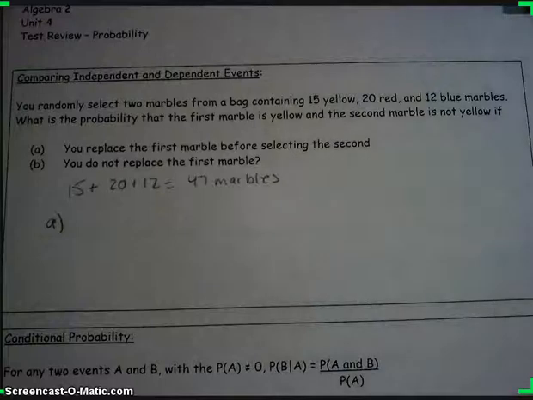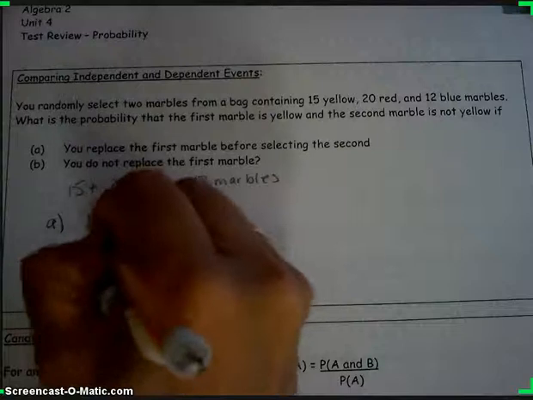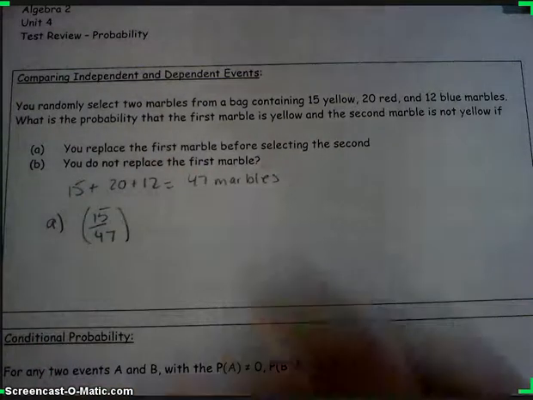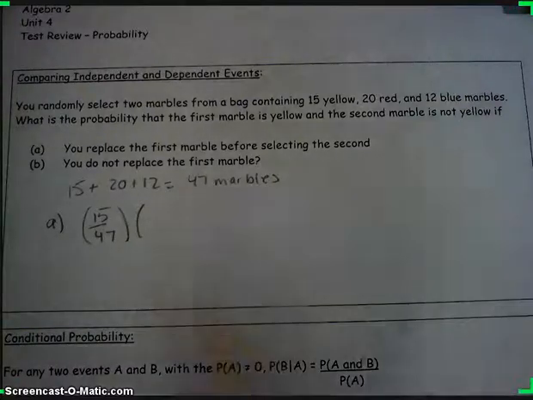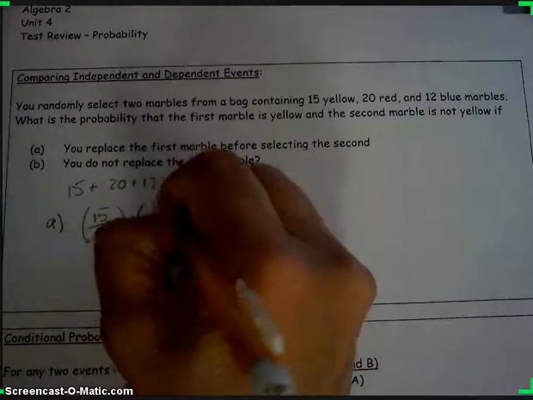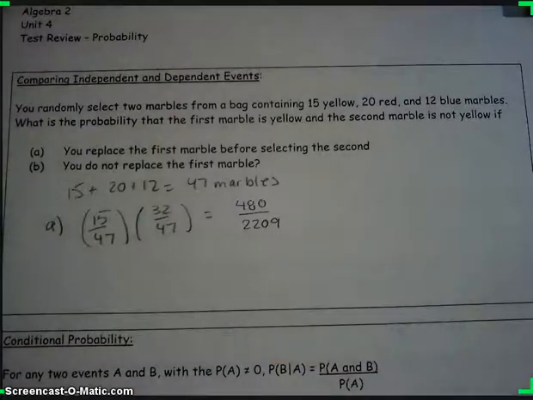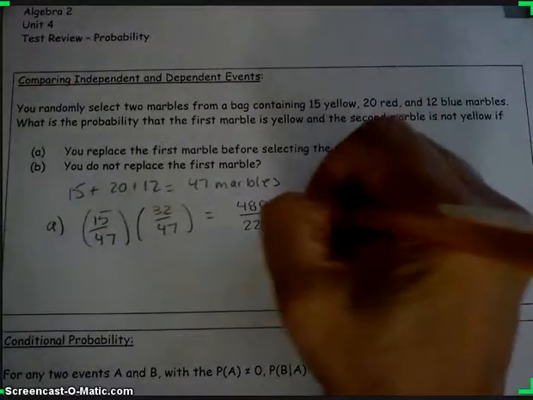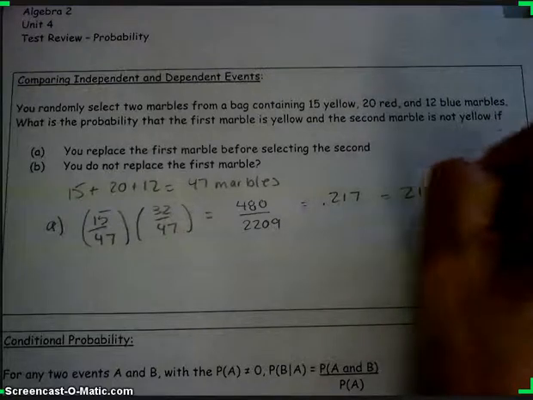So the probability that the first marble is yellow is 15 yellow out of 47, and then we'll be multiplying. And the second marble is not yellow, so that would be 32 out of 47 because I put it back in. Okay, so if I multiply this out, I get that 15 times 32 is 480, and then 47 times 47 is 2209, and divide that out, and I get that the probability is equal to 0.217, which is equal to 21.7%. That is for A.